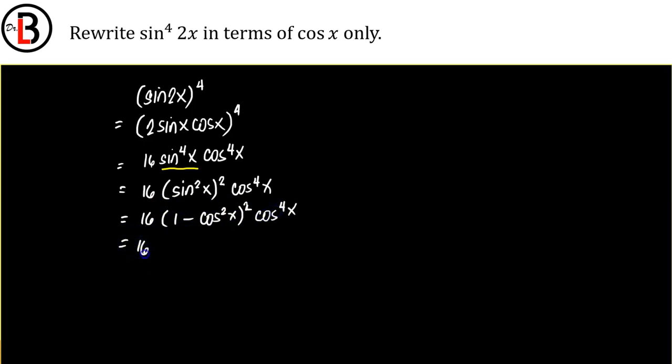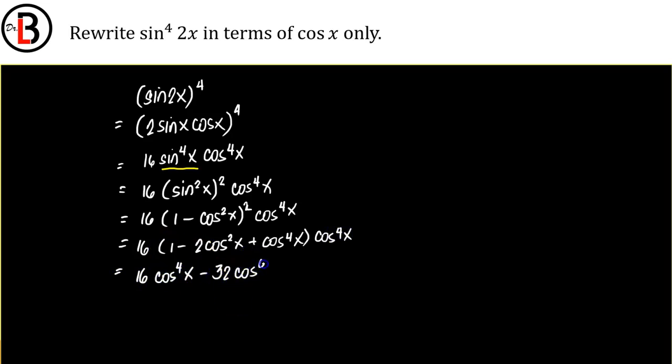So if I expand this, this gives me 1 minus 2 cosine squared x plus cosine to the 4 of x, and then there's cosine to the 4 of x. So I'll have 16 cosine to the 4 of x. 16 times 2 is 32 cosine to the 6 of x plus 16 cosine to the 8 of x. So this is how we expand this and rewrite it in terms of cosine only.